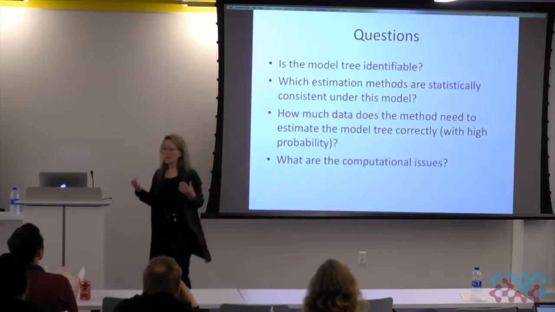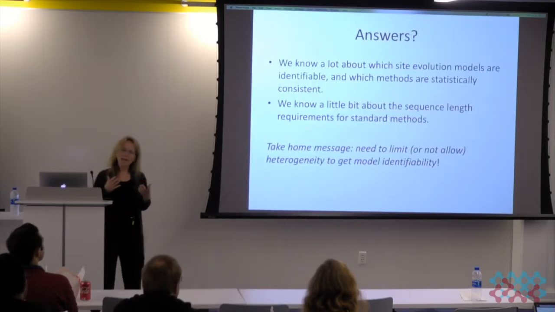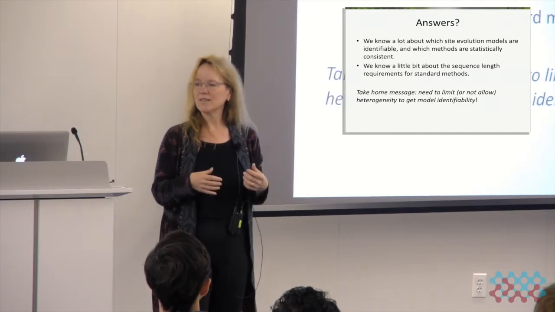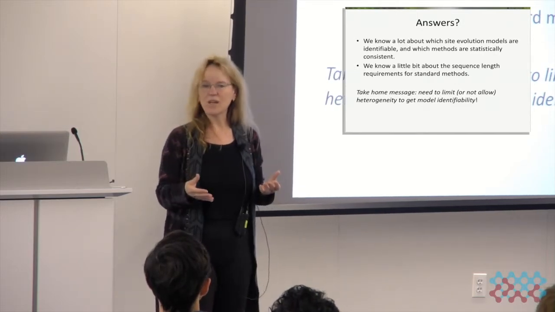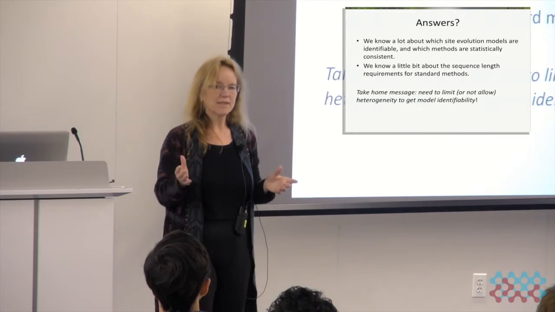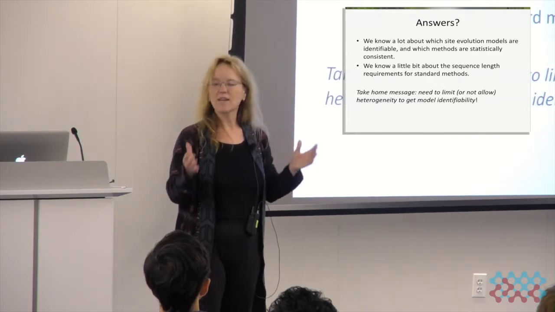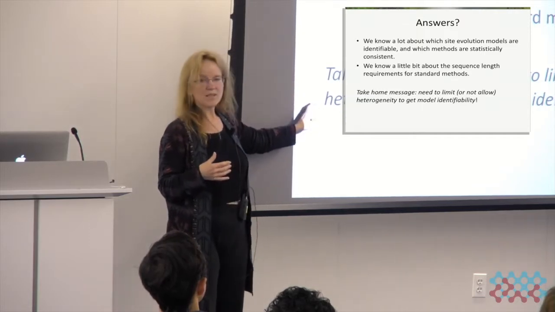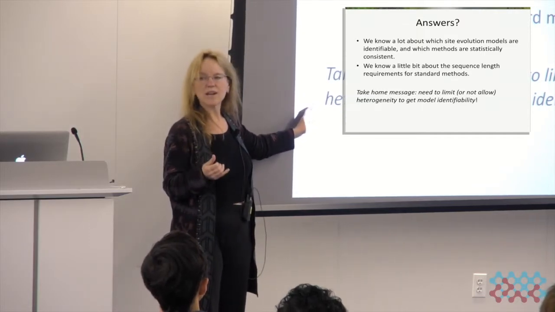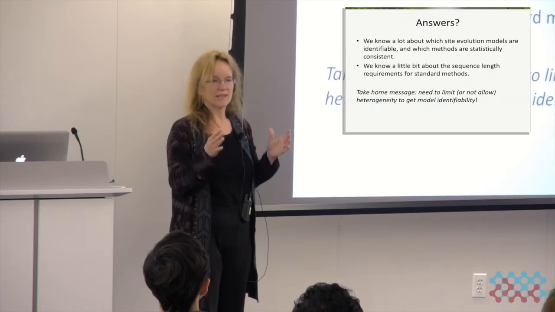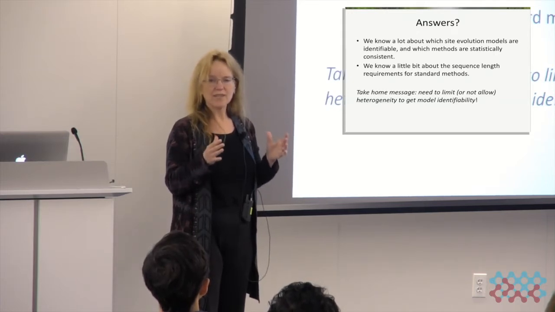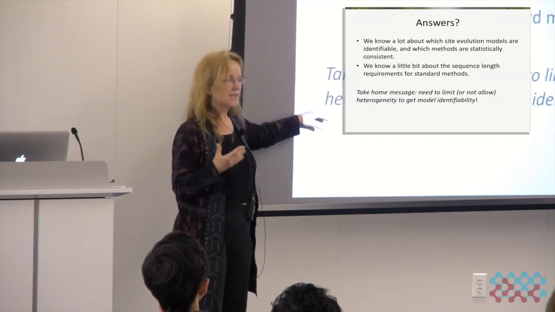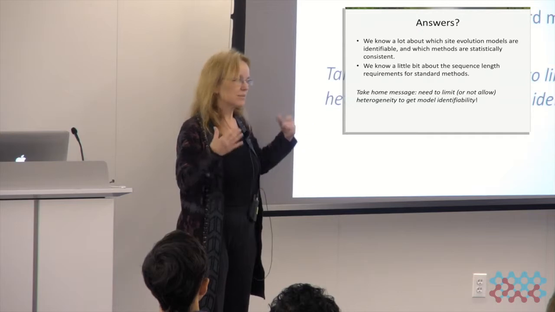So what is it that we know now? We know a lot about the statistical stuff. We know which models are identifiable. We know which methods are consistent. We know a little bit about data requirements. Okay? These are all things that you need to look at mathematically. But the take-home message is that the statistical models that are identifiable are really limited in heterogeneity. They're really simple. And for those of you who want to have a conversation about that later, we can talk about it. But all of the statistical models that are used that are identifiable are simplistic.